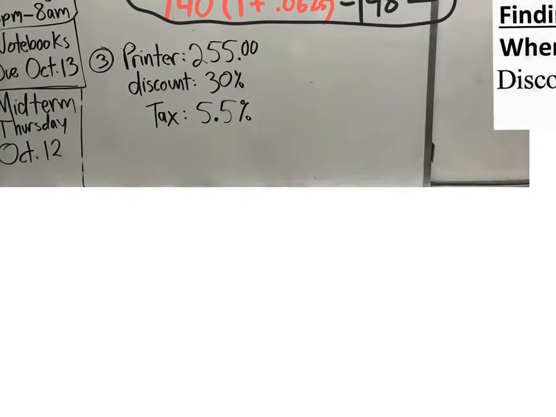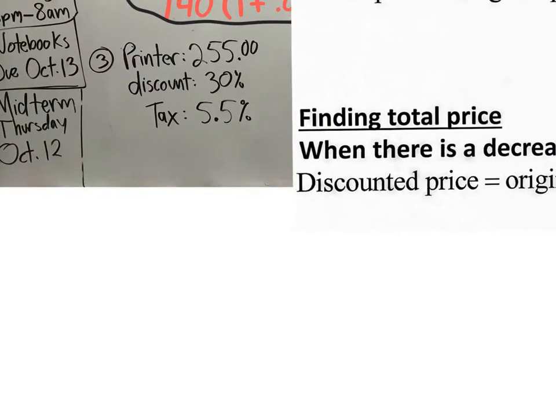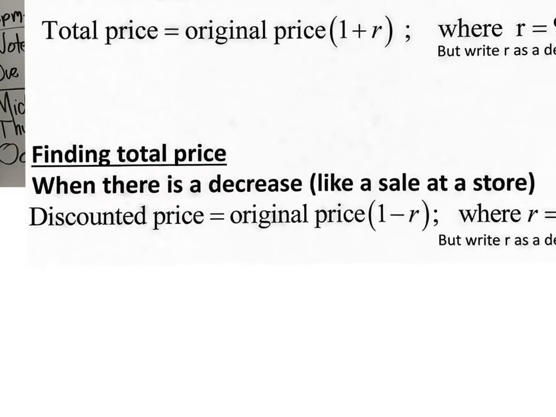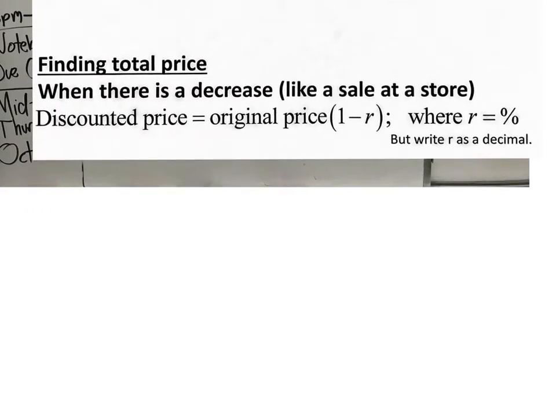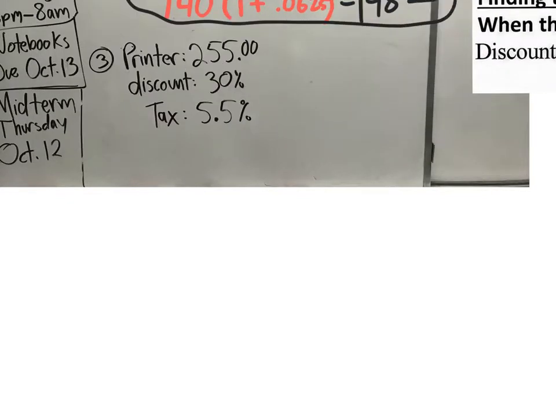number 3, the printer. Okay, so let's look at our notes, because we're going to find the total price. We're going to find the total price when there's a discount, like at a store, a decrease in value. So the discounted price will be the original price times 1 minus the rate, which is a percent, but write it as a decimal. Okay? So let's actually write that out.